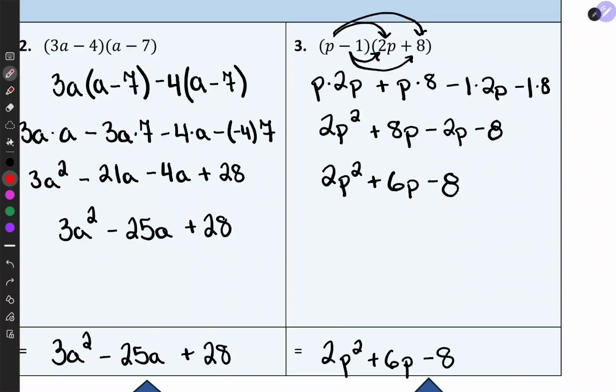And then for number three, this is what I meant by distribution arrows, or as some call it, the crab claw or the scorpion claw. Or some might even say FOIL, but it works too. So p times 2p gave me 2p squared. And then you just follow that for the other arrows. p times 8, negative 1 times 8, negative 1 times 2p. And then you combine like terms, and you're done. So, there we go.